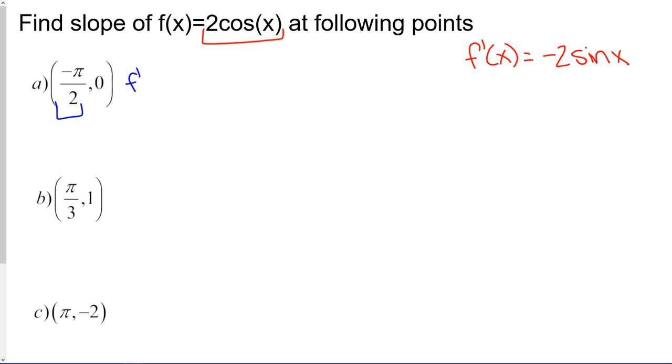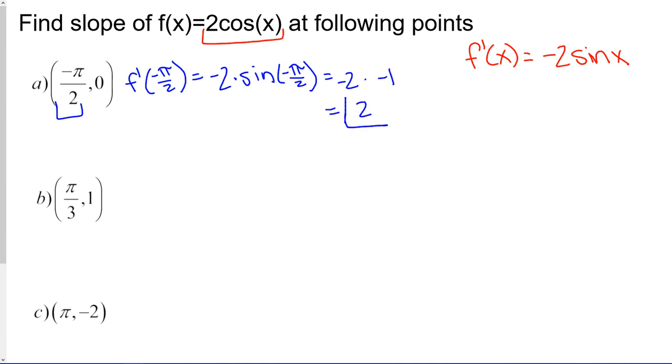So f prime of negative pi over 2 is going to be negative 2 times sine of negative pi over 2. That's going to go ahead and give us negative 2 times negative 1, which is just going to be 2. Okay, so the slope at this point along the derivative will be 2.